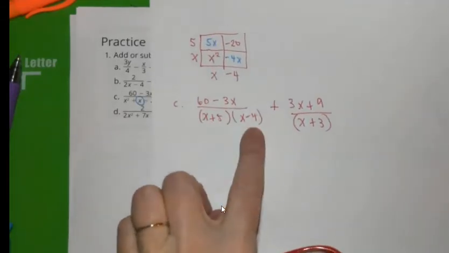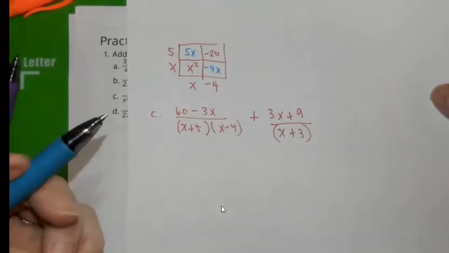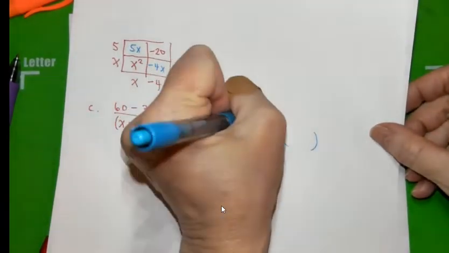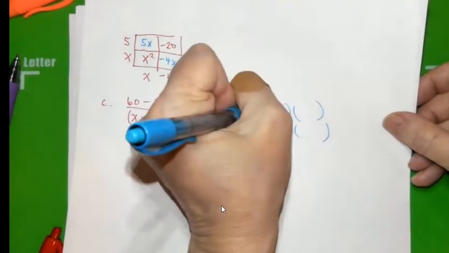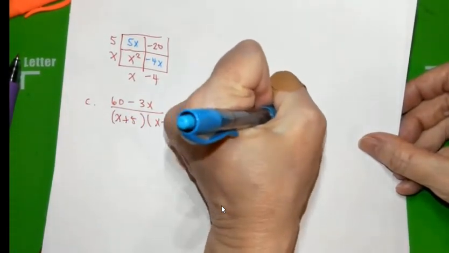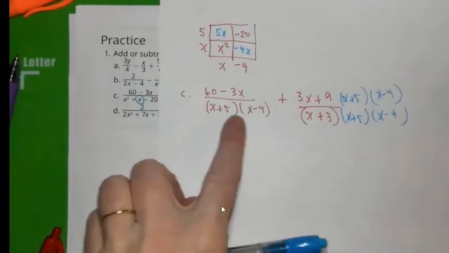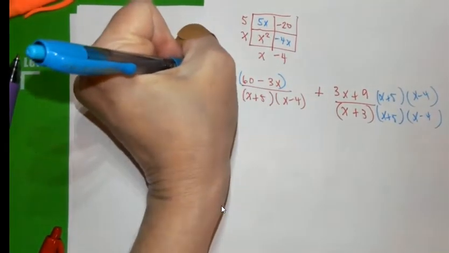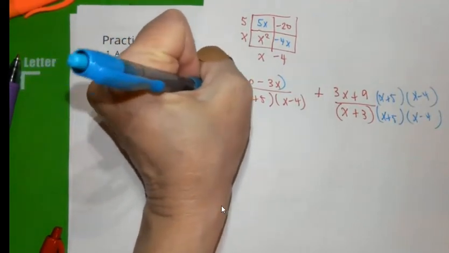This factor is x plus 5, this is x minus 4, this is x plus 3. But they both need all three factors the same. So what I'm going to do over here is multiply by both x plus 5 over x plus 5 and x minus 4 over x minus 4. So I have all three of them in this one. Now this one has these two, but it's missing the x plus 3. So I'm going to multiply by x plus 3 over x plus 3.